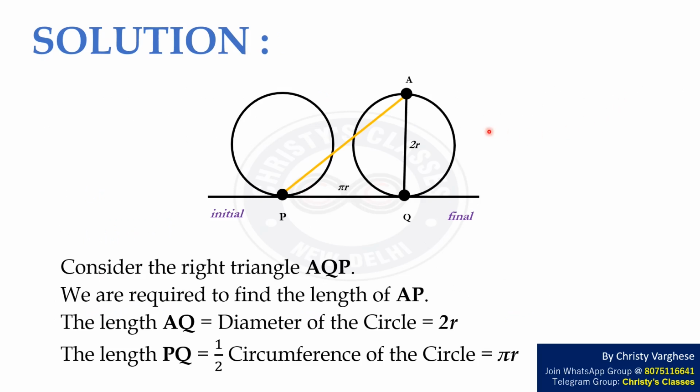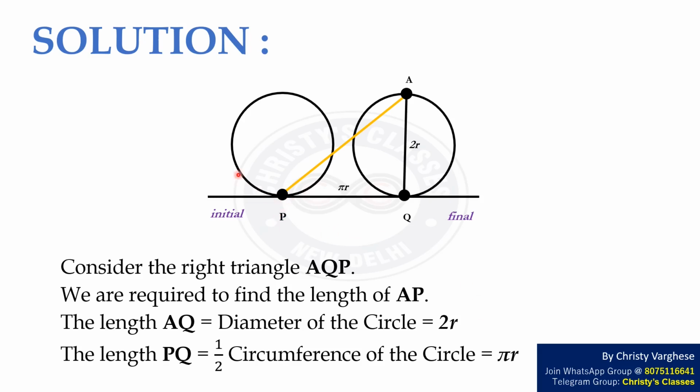Solution. Consider the right triangle AQP. We are required to find the length AP. We know that the length AQ is equal to the diameter of the circle. It is given that the radius of the circle equals r. Therefore, the diameter of the circle equals 2r.